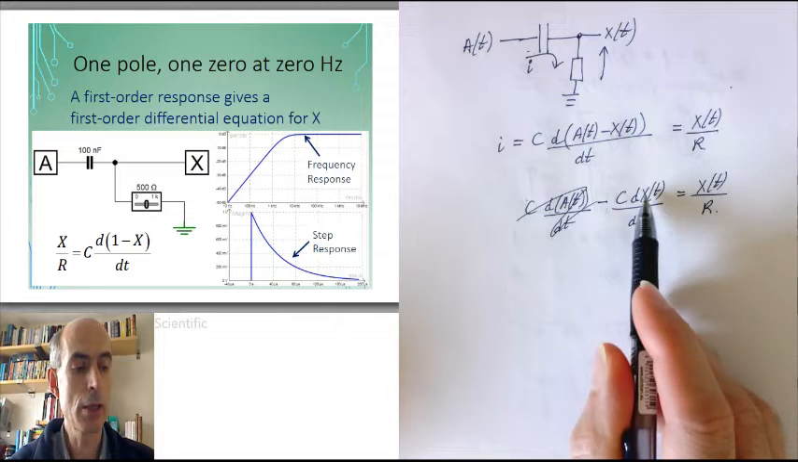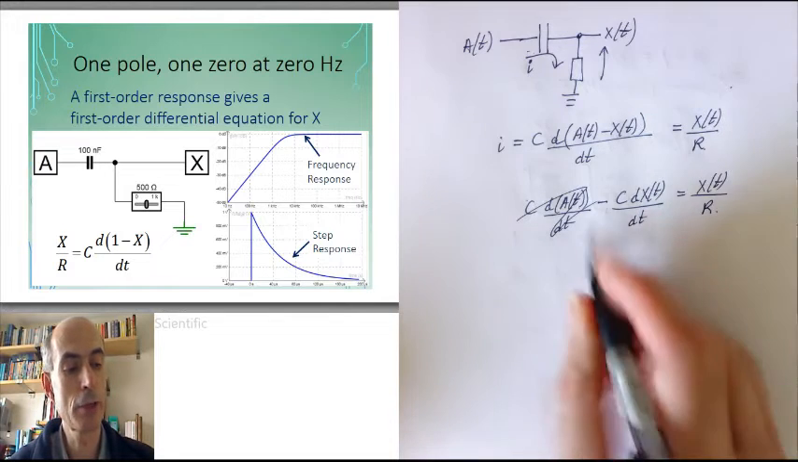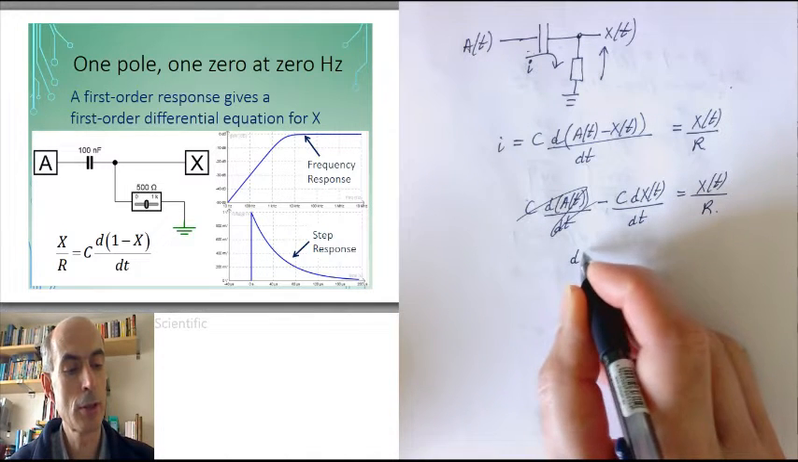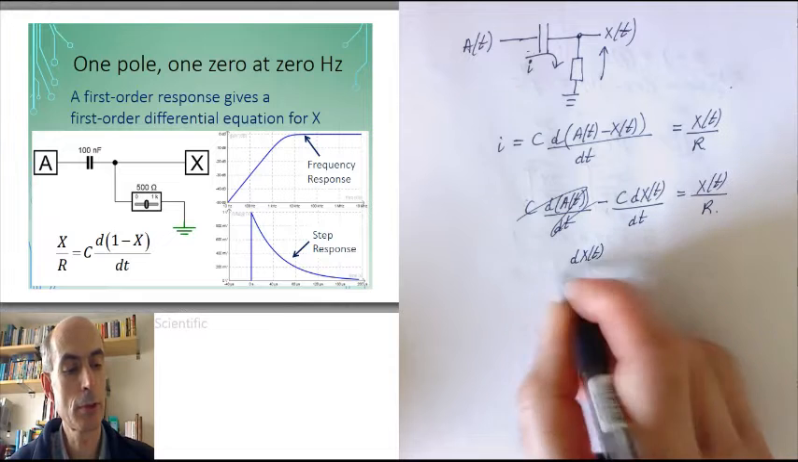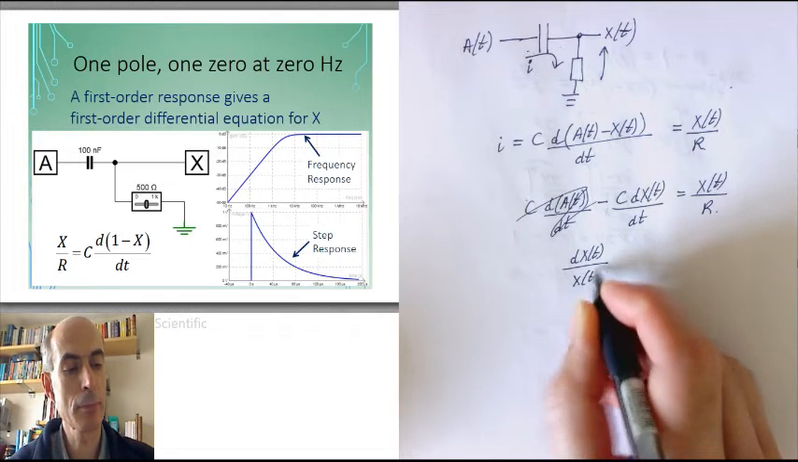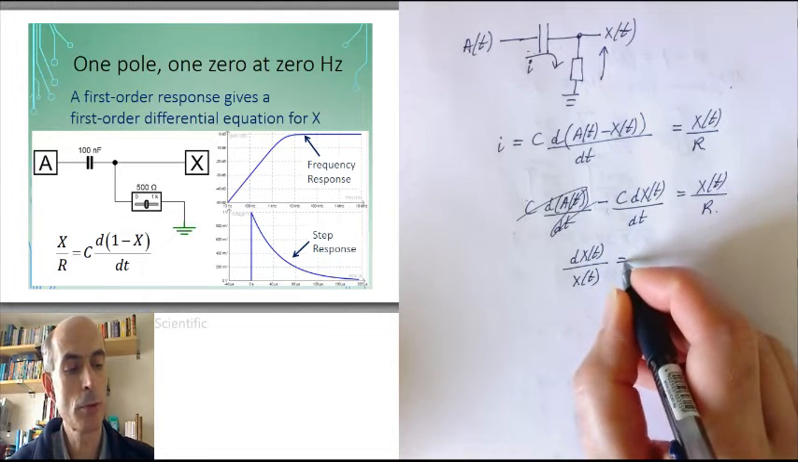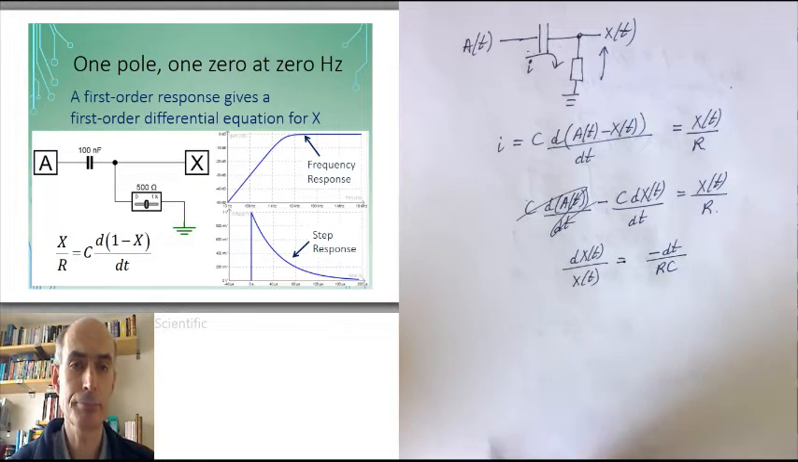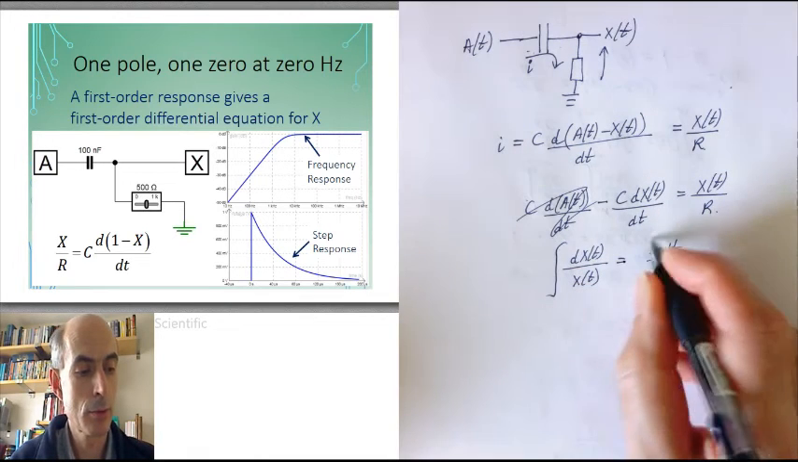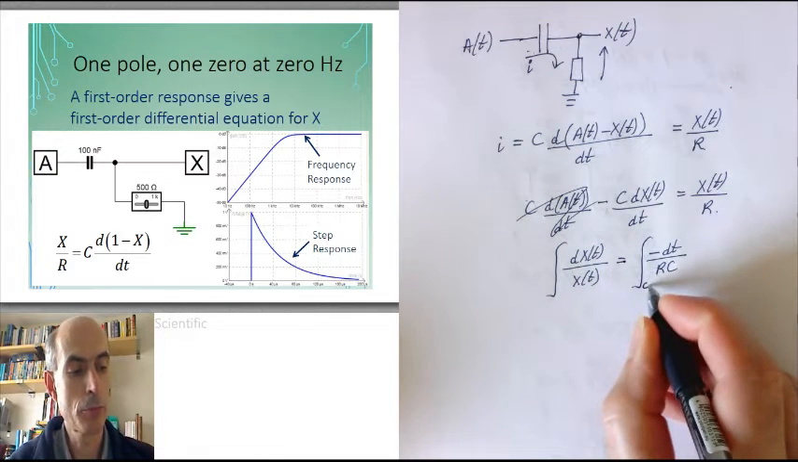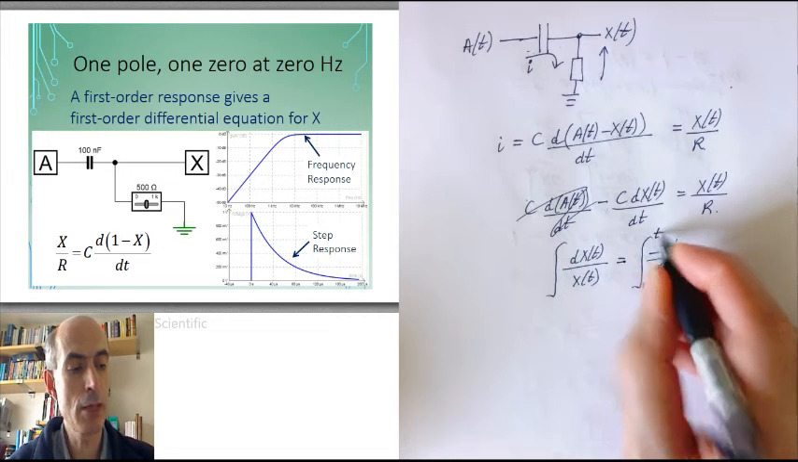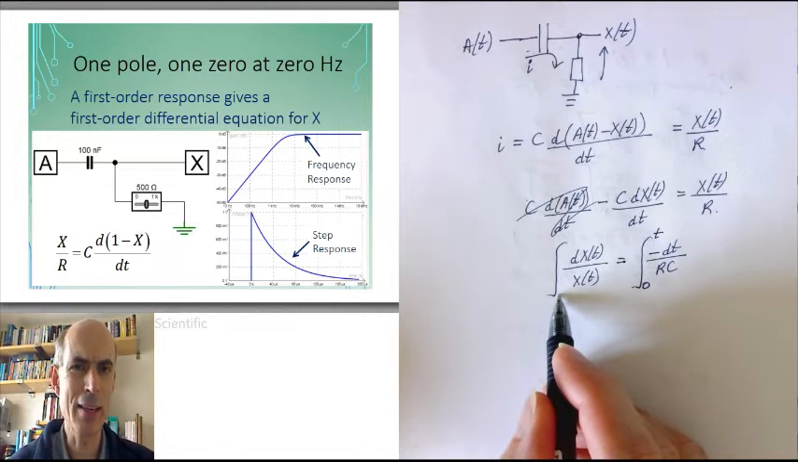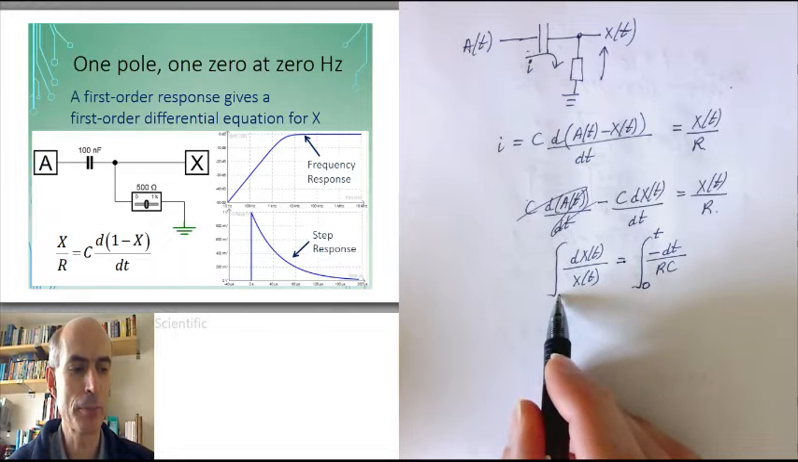That just leaves me with something I can rearrange to dx over x is equal to minus dt over RC. And I have to do the integration again. Integrate from time 0 to time t. Now, this is where the slight complication arises.